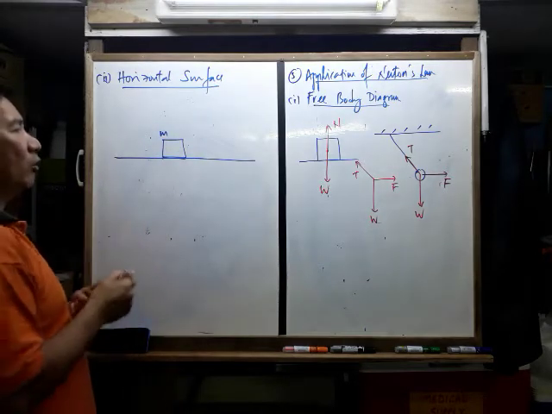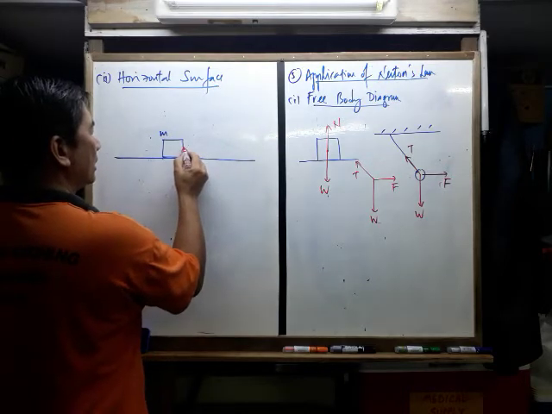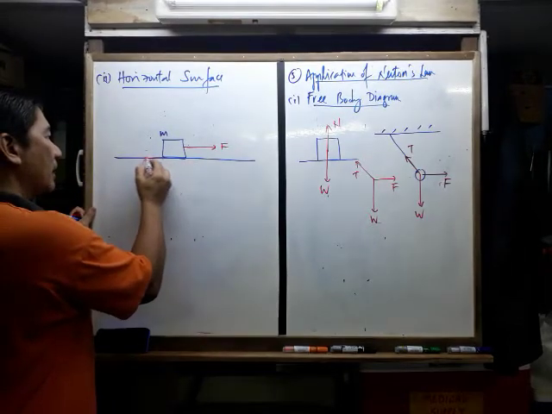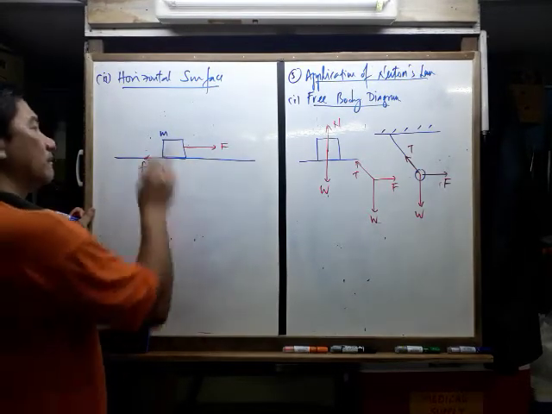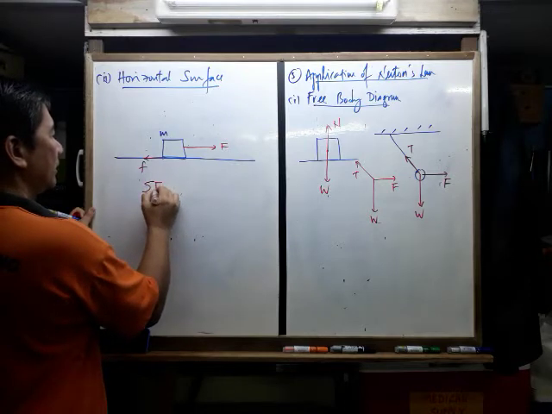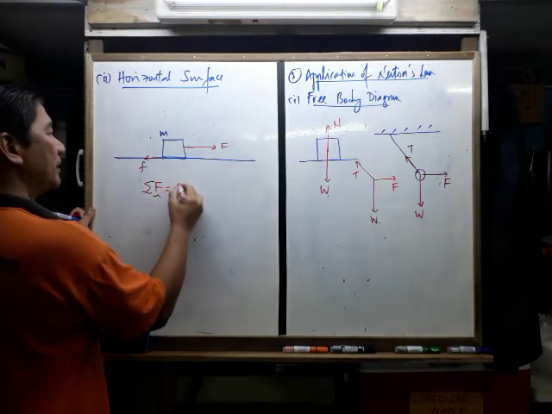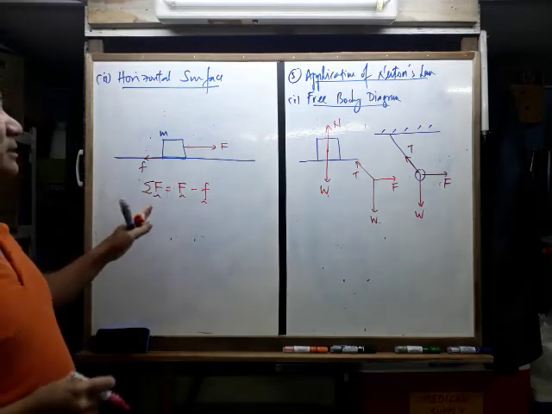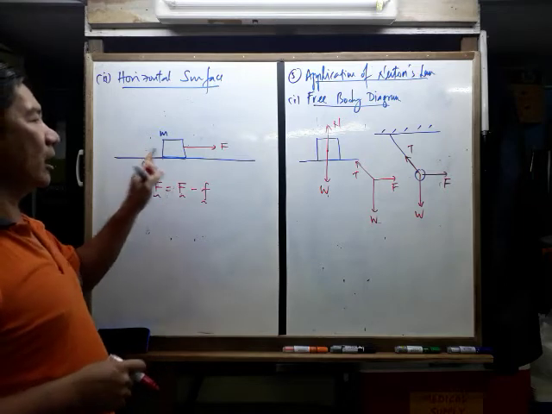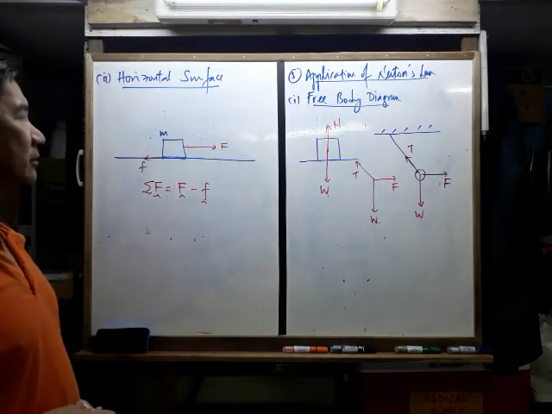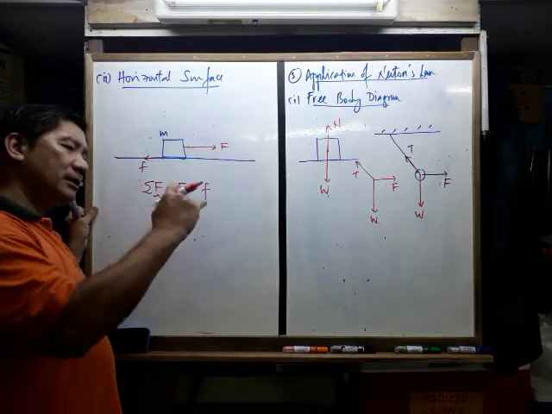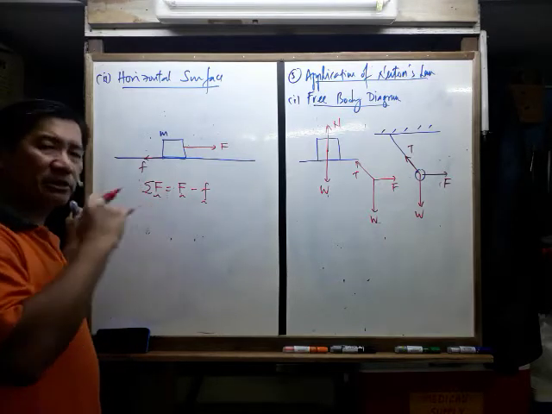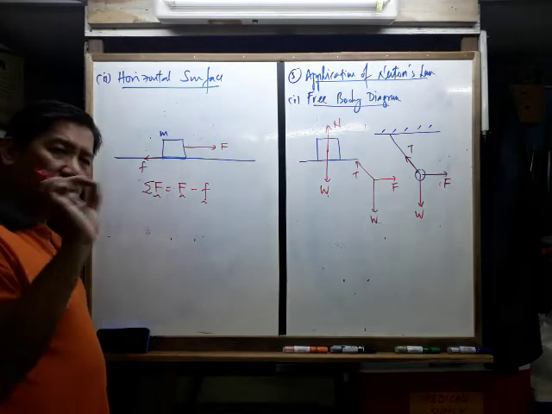When the object is being pulled by a certain force F, and there might be some friction involved here, the net force on the object is equal to F minus f. So this is one of the examples in horizontal surface. A horizontal surface is a surface that does not have any angle with respect to any direction. In the horizontal direction, the angle is 0.